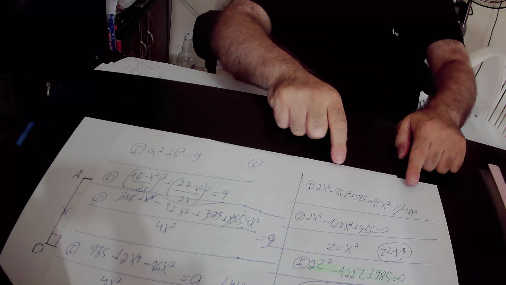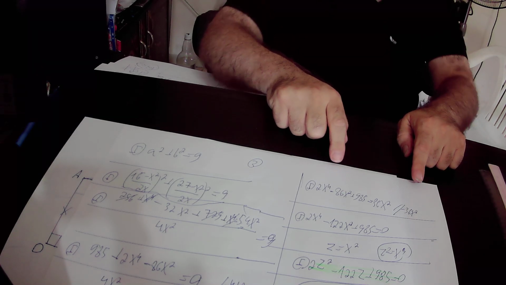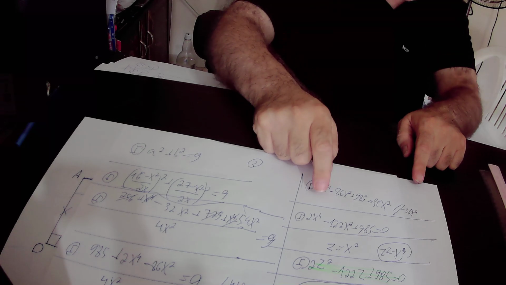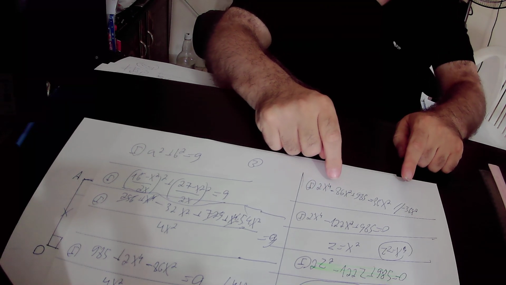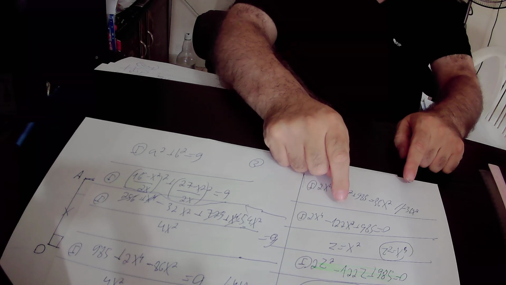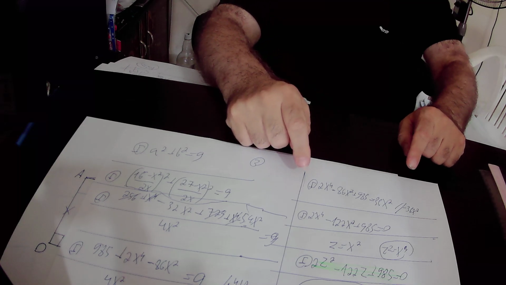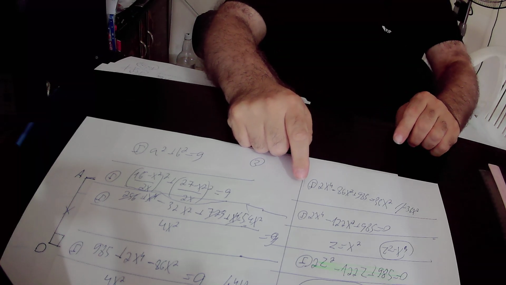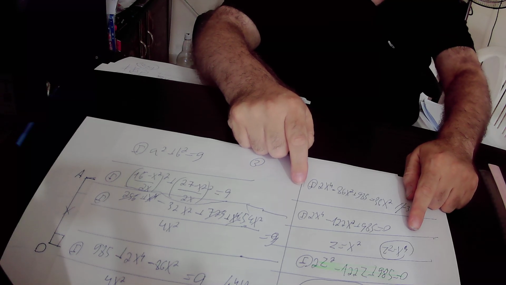Here we subtracted 36x squared from equation number 1, and found that 2 times x to the power of 4 minus 86x squared minus 36x squared is minus 122x squared plus 985 equals 0. Here we defined z as x squared. If z equals x squared, it means that z squared equals x to the power of 4.